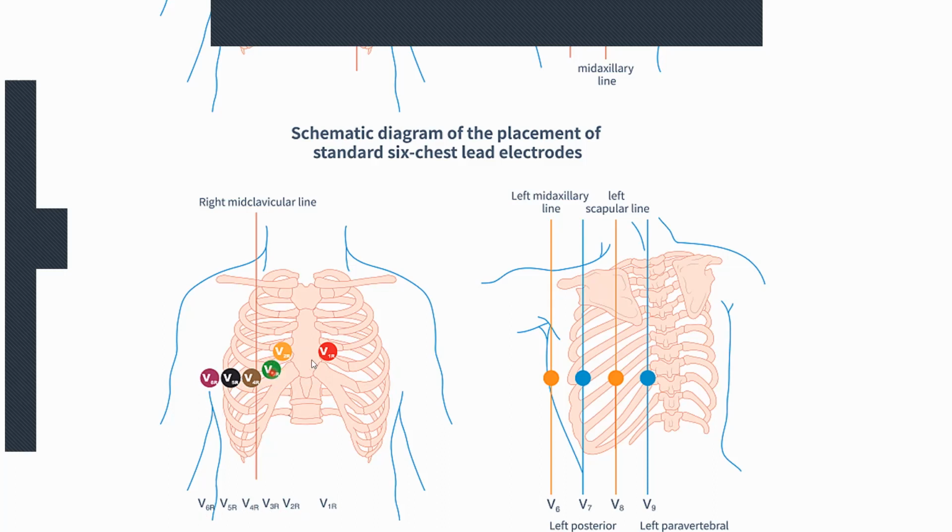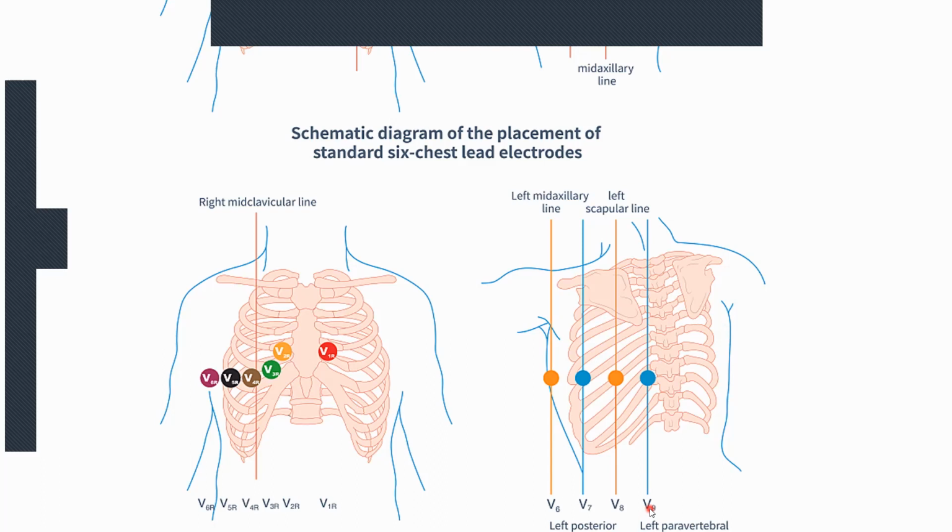Now, I must be honest, when I do the right side, I don't normally switch V1, V2, and V3. I normally just do V4, V5, and V6. And then we label them V4R, V5R, and V6R so that you know that you've done a right-sided. Now, if you want to do a posterior one, let's say we came up to V6 more or less here. You will then do V7, V8, and V9.